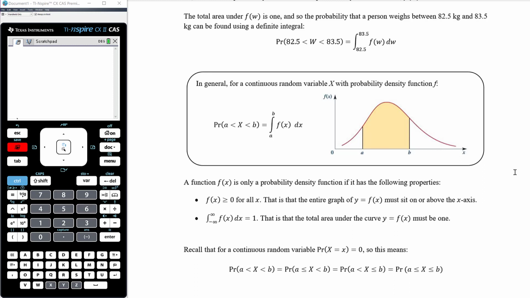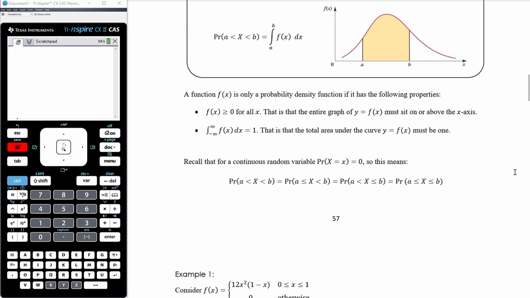A function f of x is only a probability density function if it has the following properties. f of x must be greater than or equal to 0 for all x. So the entire probability density function has to sit above the x-axis. We can't have negative probabilities, so it can't go under here. The second thing is the total area. If we integrate f of x from negative infinity to positive infinity, the total area under the curve has to equal 1, or else it's not a probability density function.